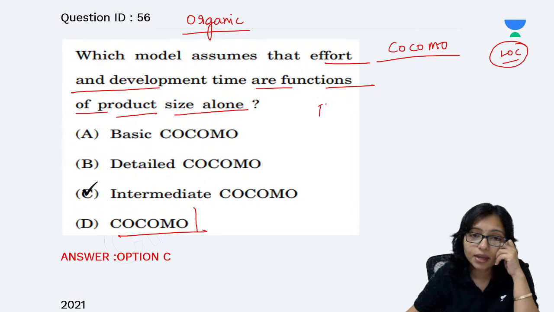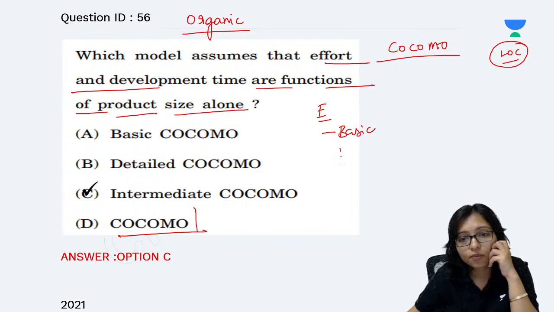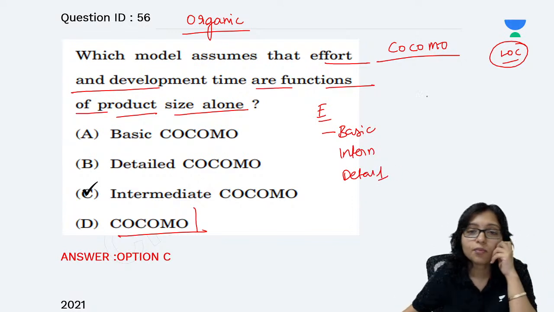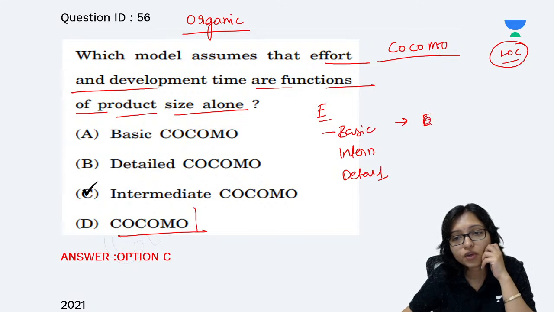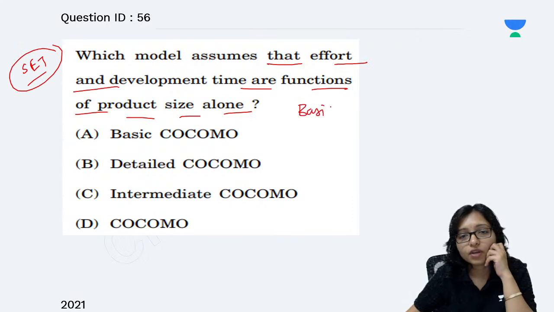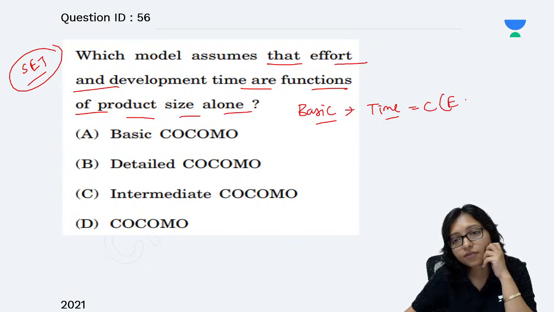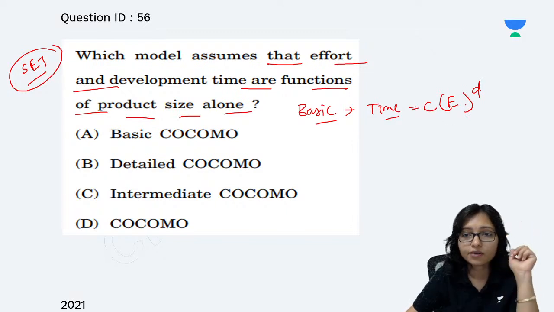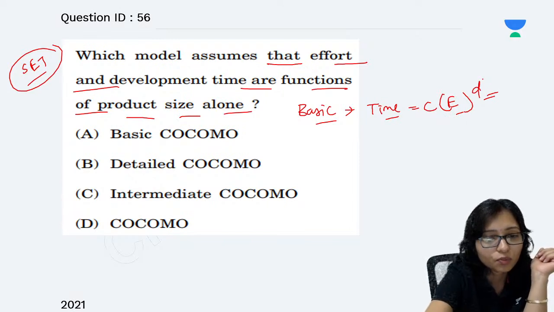And there are 3 models: basic COCOMO, intermediate COCOMO, and detailed COCOMO. The basic model works on time. Whenever we are calculating time for basic COCOMO, it is C times effort to the power D. It works on effort and duration, where E is the effort and D is the duration. In that way, basic COCOMO works.